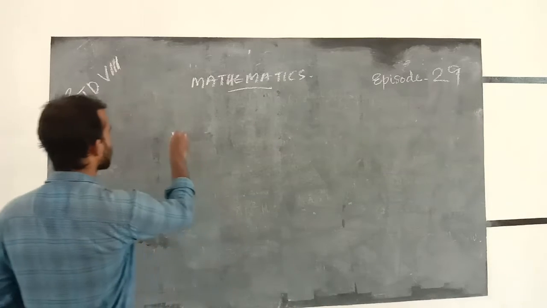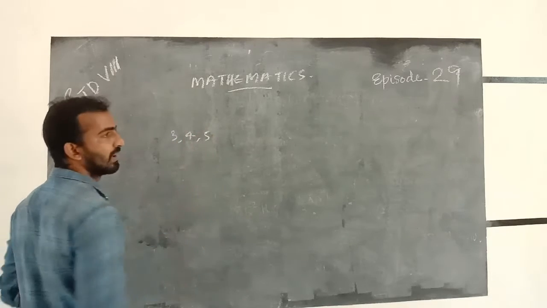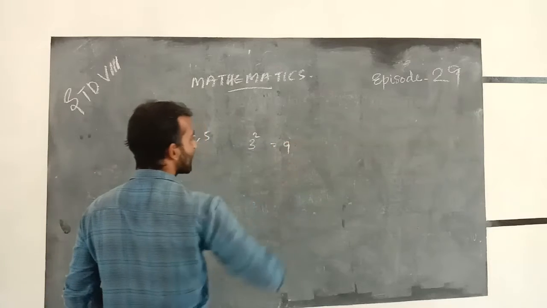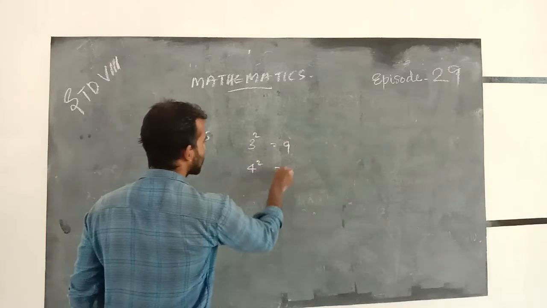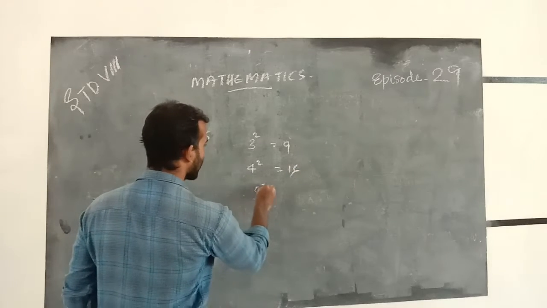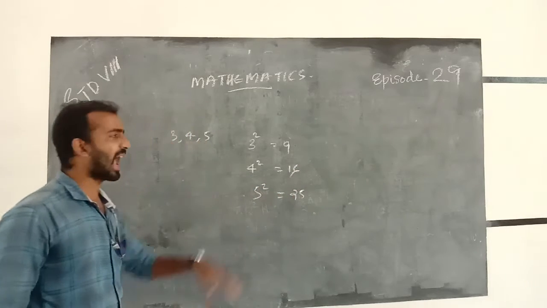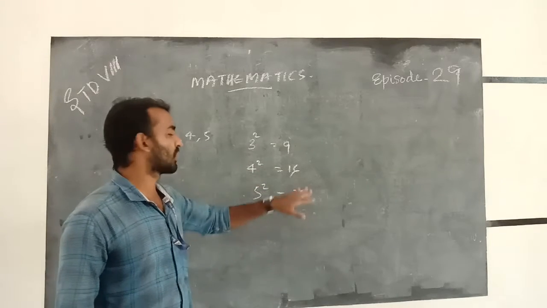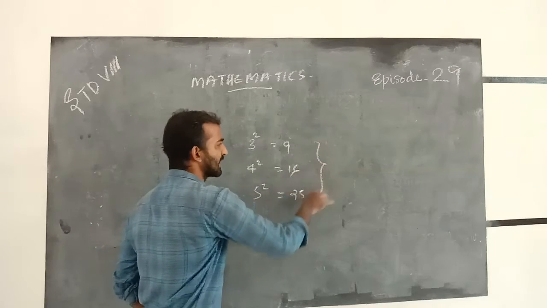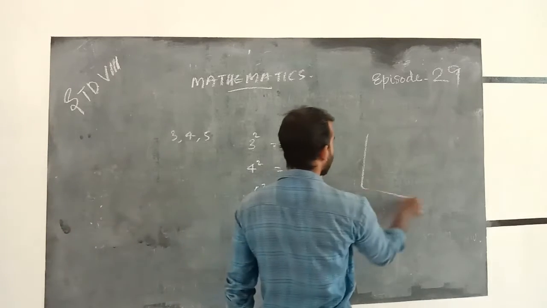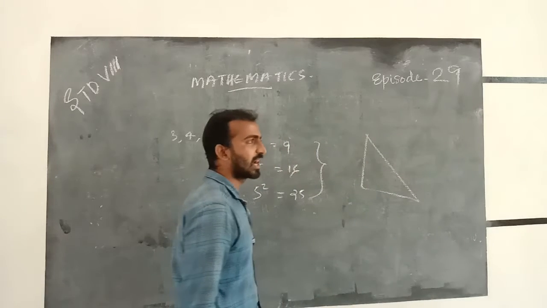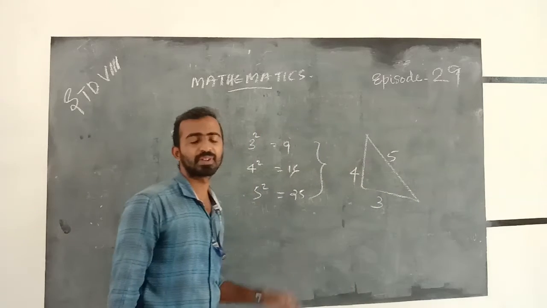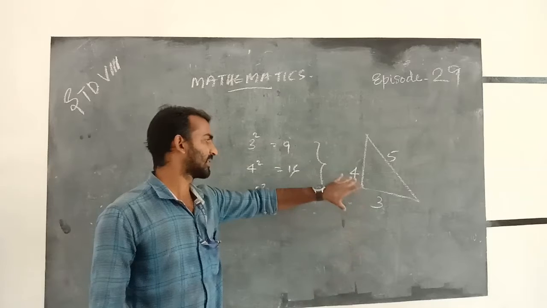We consider the numbers 3, 4, 5. We take the squares: 3 square we get 9, 4 square we get 16, and 5 square we get 25. When we add 9 plus 16 we get 25. So these are Pythagorean triplets. Here we can draw a right angle triangle with the sides 3, 4, 5, where 5 is the hypotenuse.